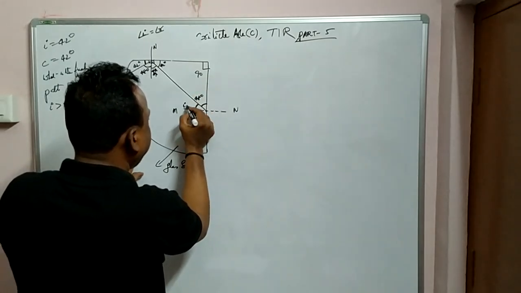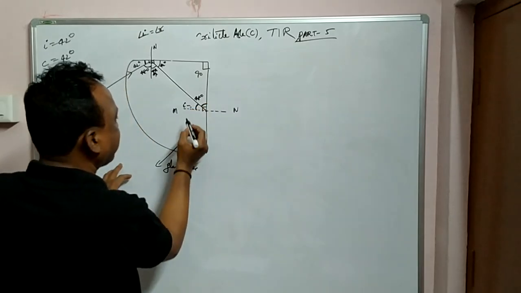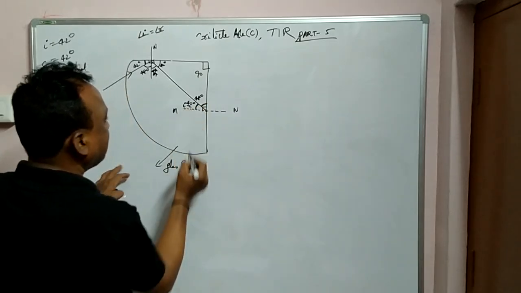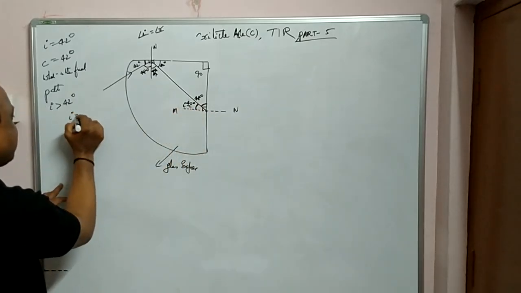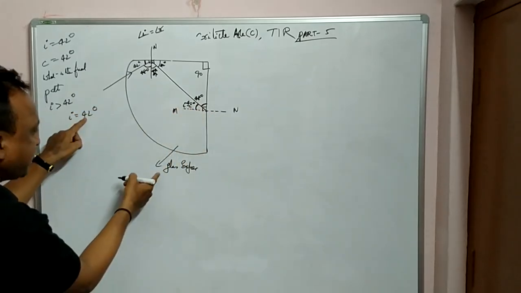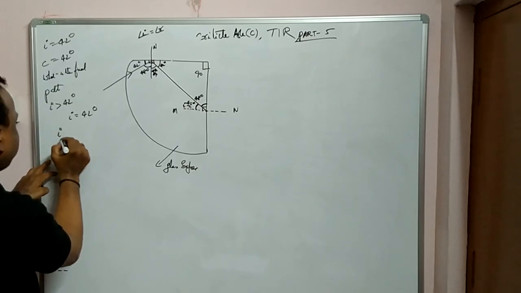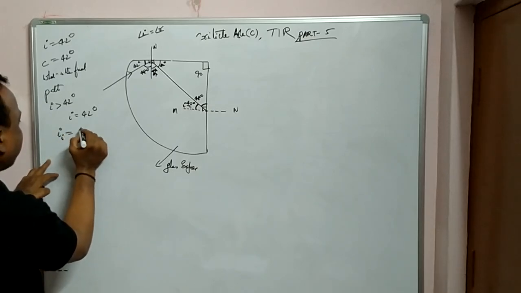Then what will this angle be again? Total 90 minus 48, again 42. So you can see finally when it is reaching this point, I is how much? 42 degrees. That means you can see here the angle of incidence is equal to the critical angle.